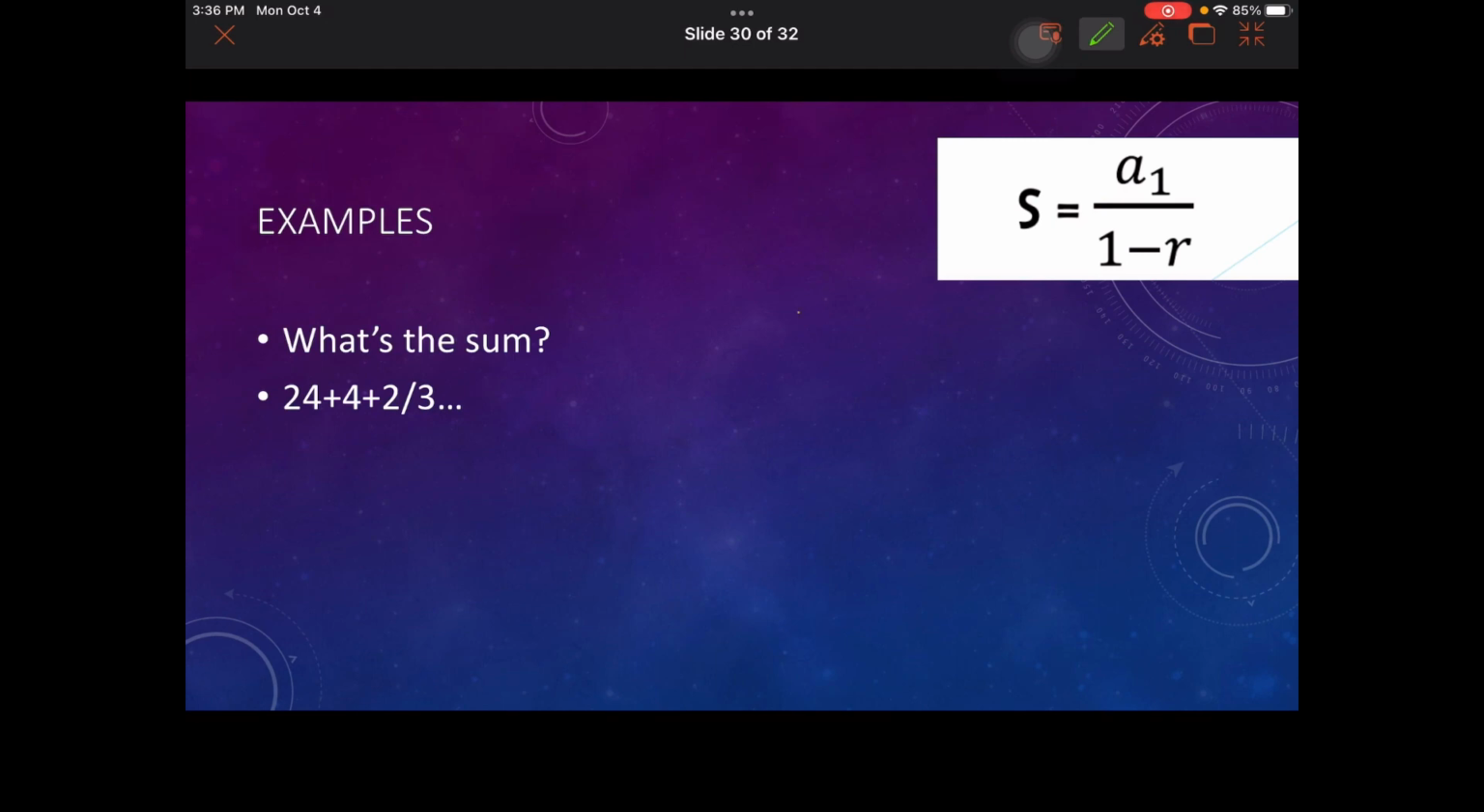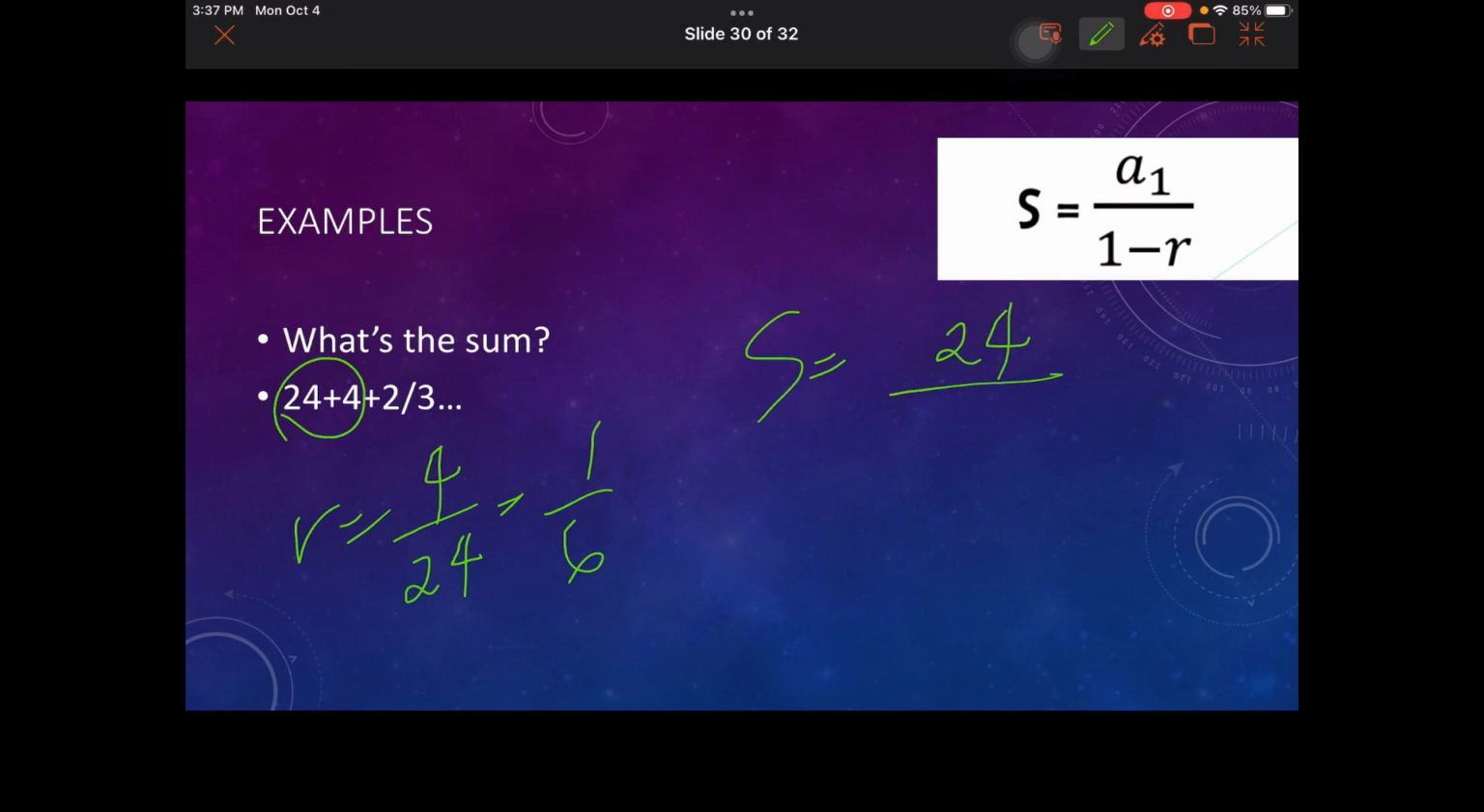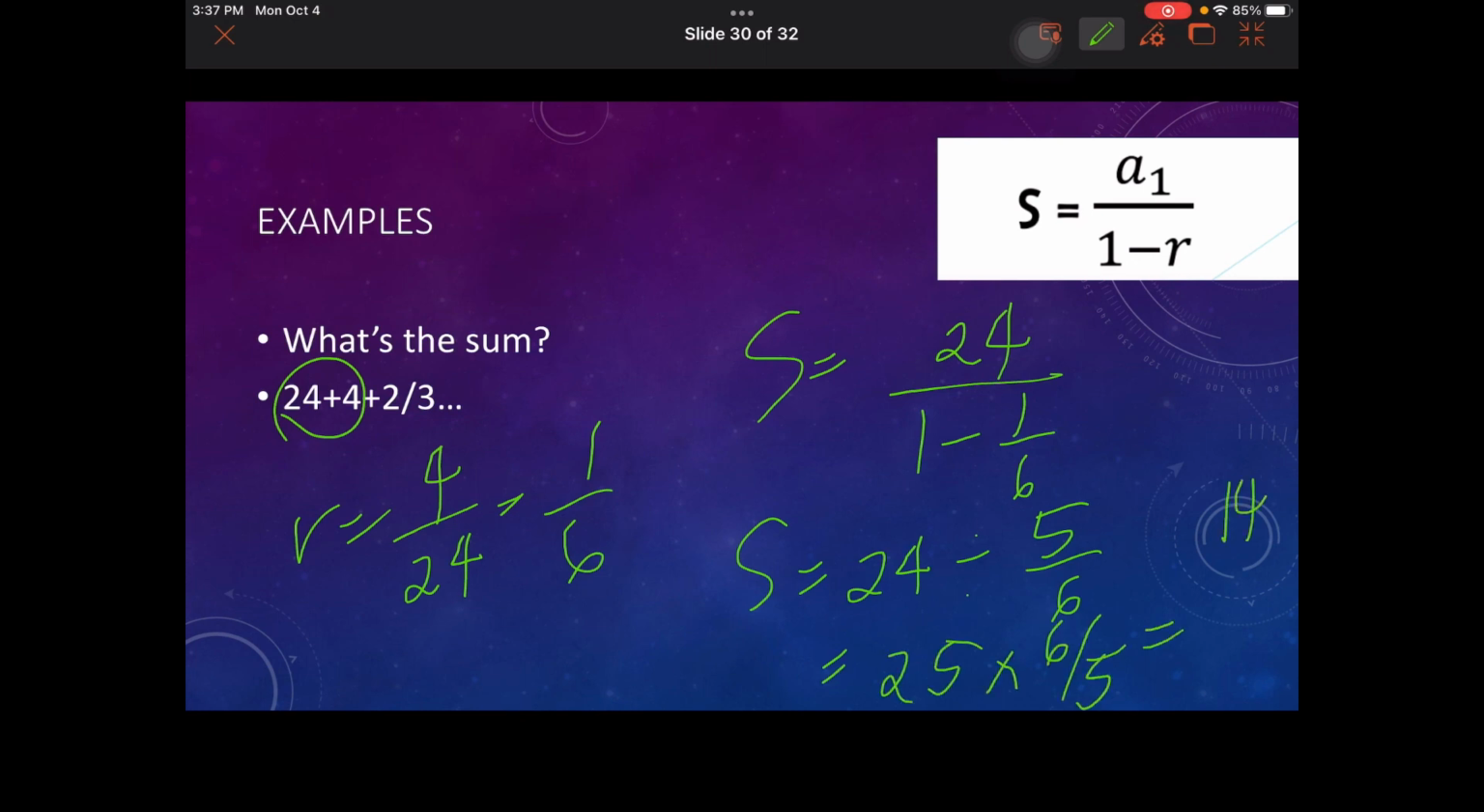How do we get the sum? Siyempre, we're going to look for our r first. Ano ba ang ating r? Mag-divide po tayo. 4 divided by 24, that's 1/6. So, our s is first term divided by 1 minus 1/6. Ang mangyayari po dyan, magkakaroon tayo ng 24 divided by 5 over 6 or 24 times 6 over 5. You will get 144 divided by 5. Yay!